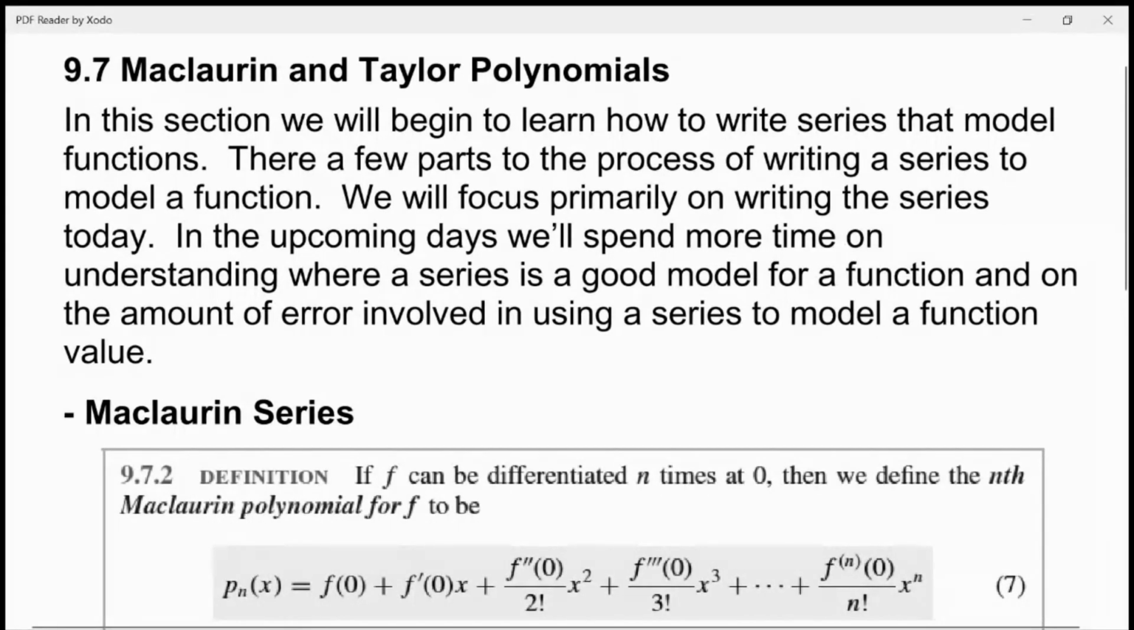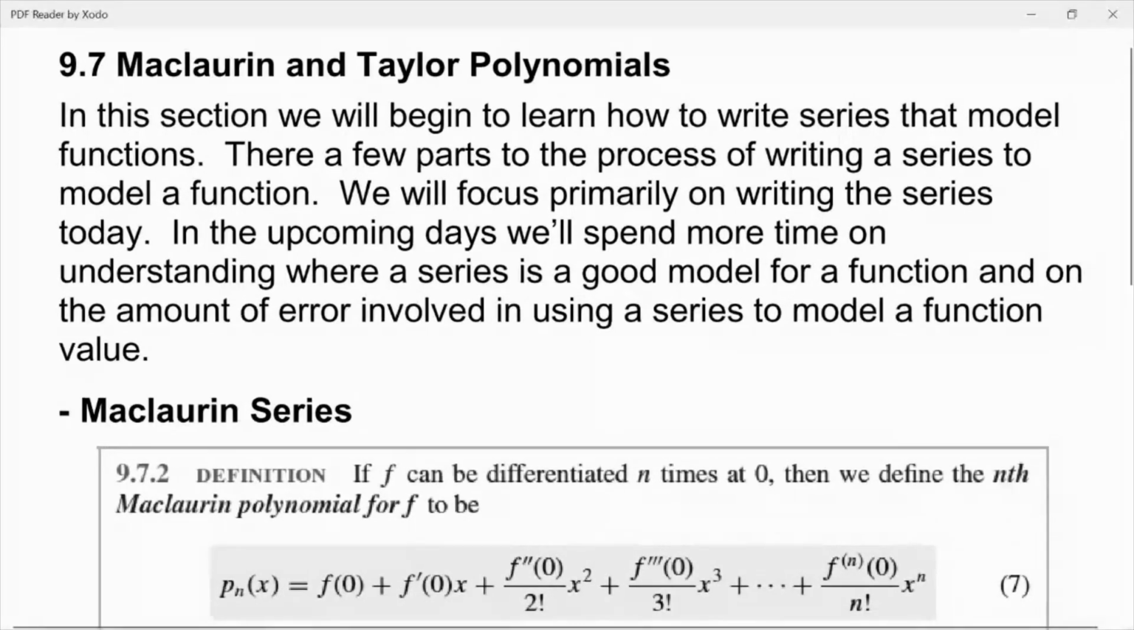Now, the big thing here is when we go through this today, it's primarily just going to be a formula, and we're just going to talk about how to write the series. But I want to talk a little bit about where this comes from, and you'll see as we go through the next couple of sections, how everything we've been doing up to this point with all of this convergence and divergence of a series is all going to fit into this idea of writing out a Maclaurin or a Taylor polynomial to model a function.